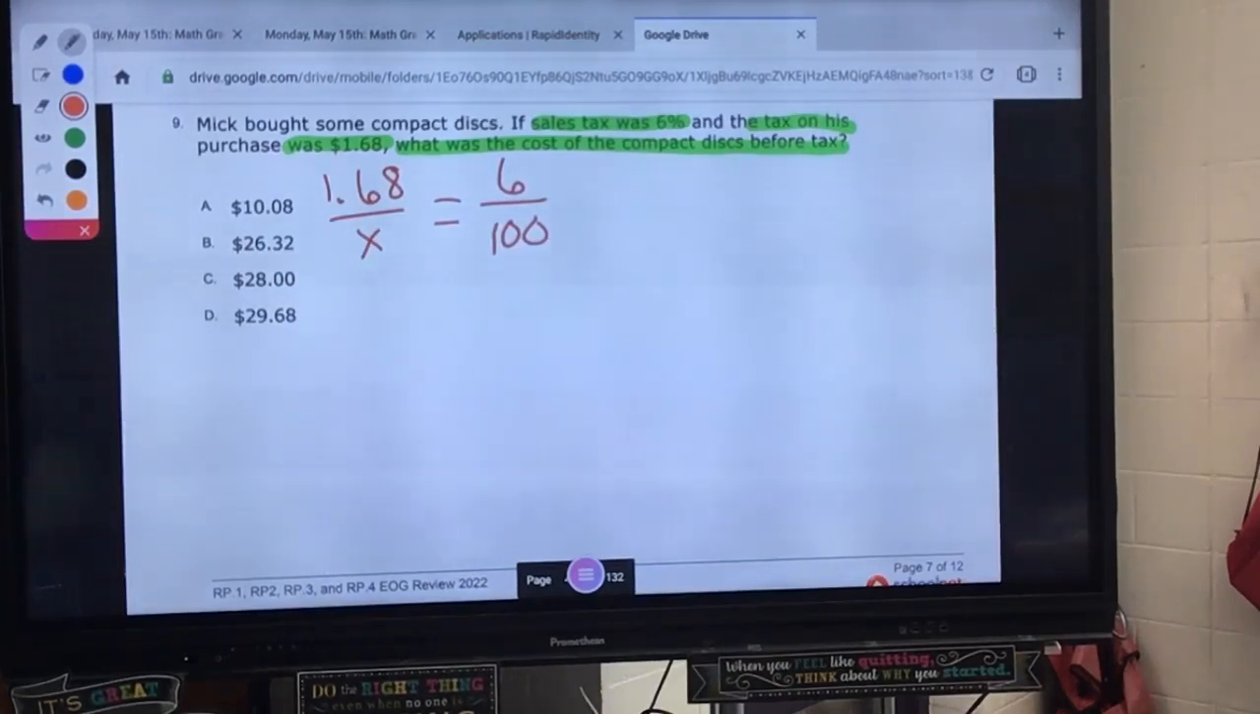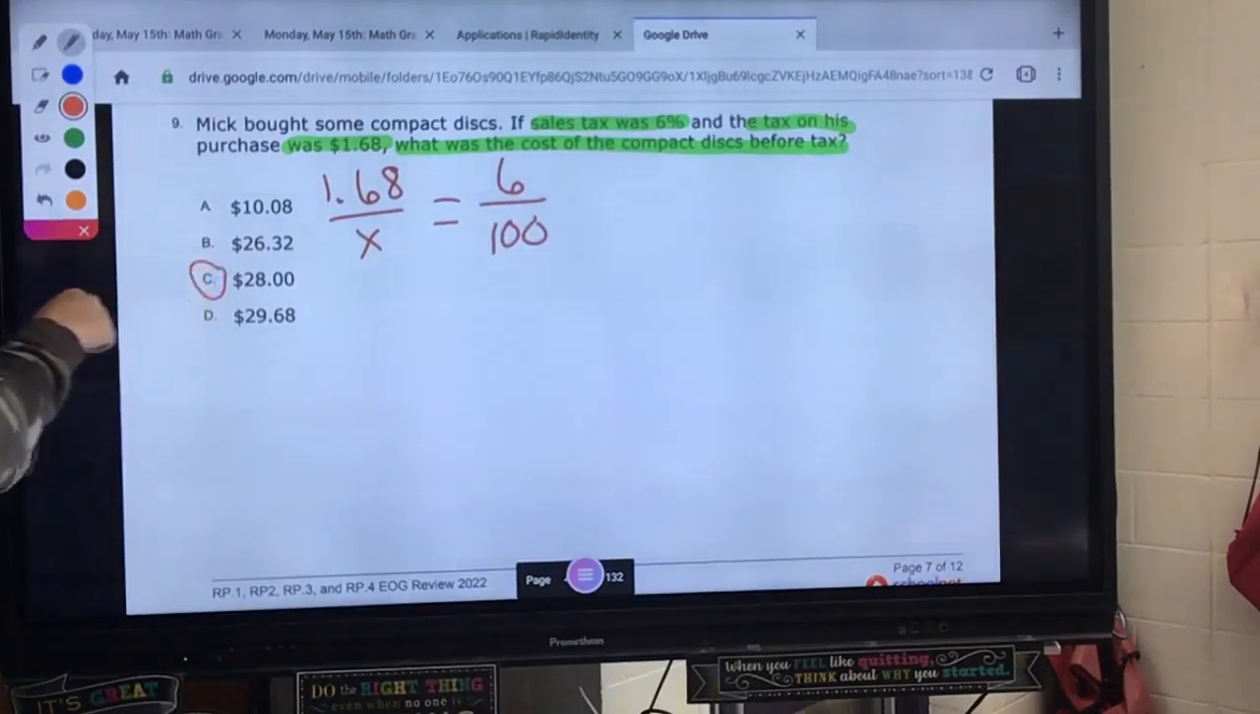So stand up if you picked A. Stand up if you picked B. Okay, stand up if you picked C. Stand up if you picked D. All right, the correct answer is C.